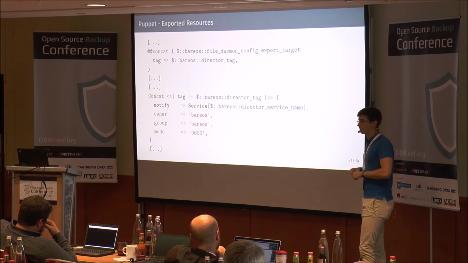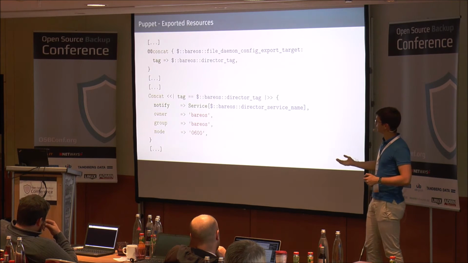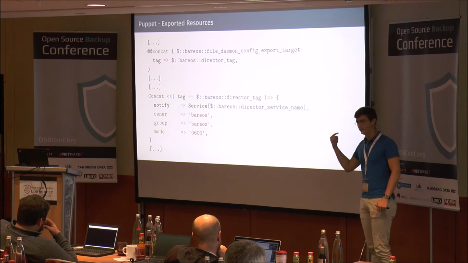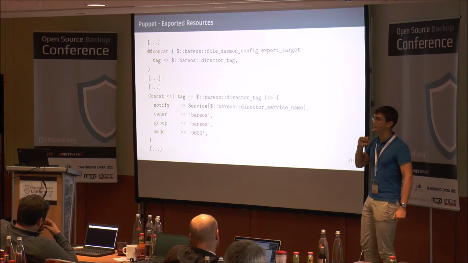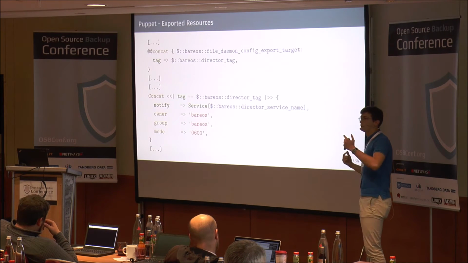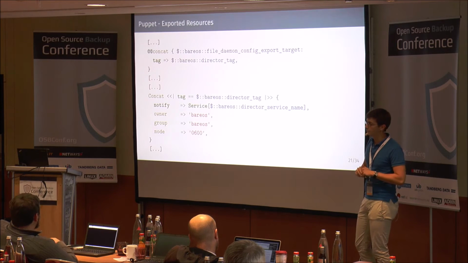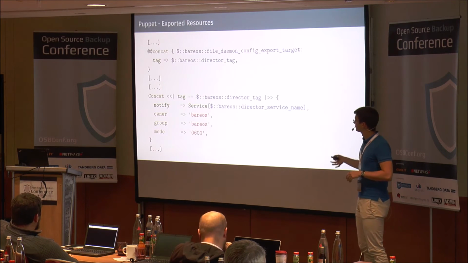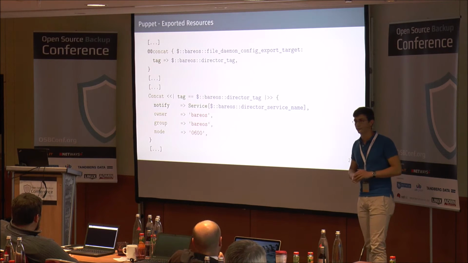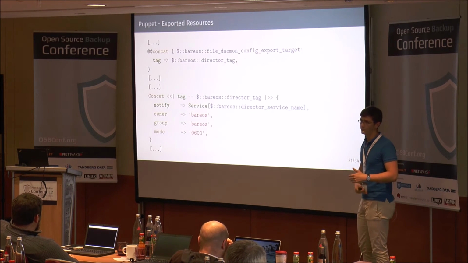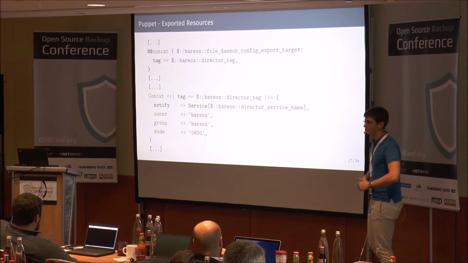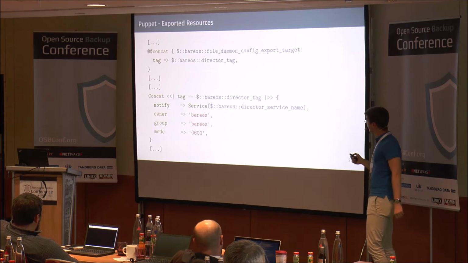So I can run the Puppet agent on the client, and the config, which is meant for the director to speak to the client, is then uploaded to the PuppetDB. And when the director's Puppet agent runs, the exported resources are collected and saved to the file system of the director, and the director is automatically reloaded and knows everything about the client that it needs to know.